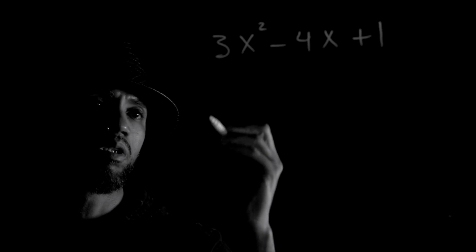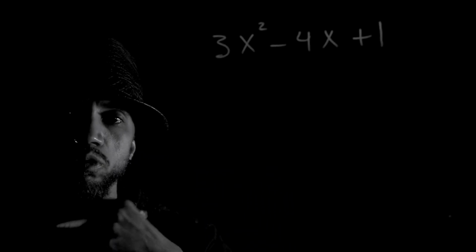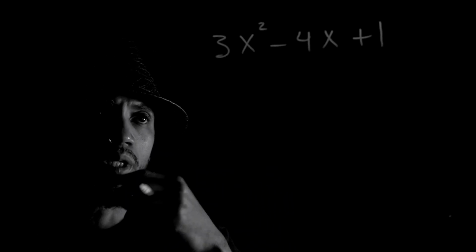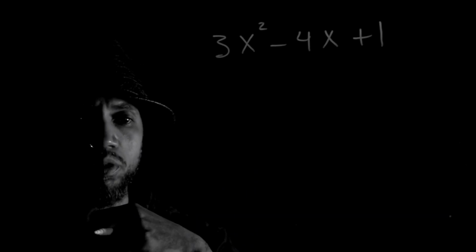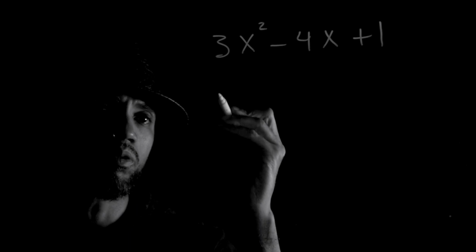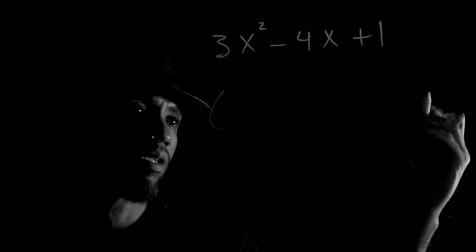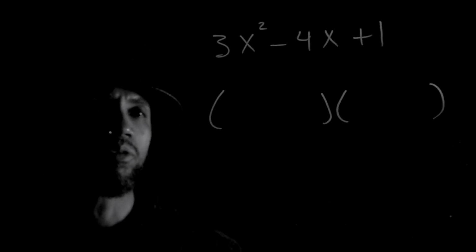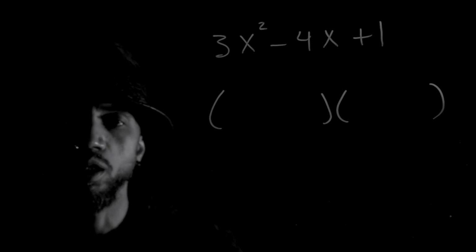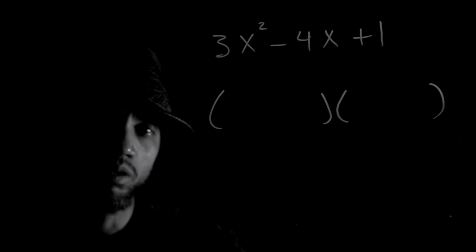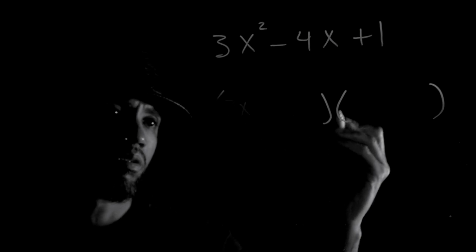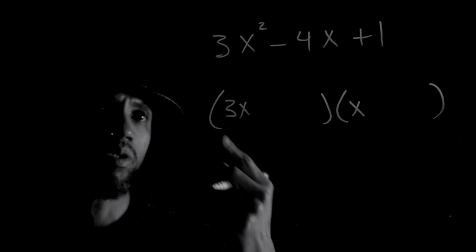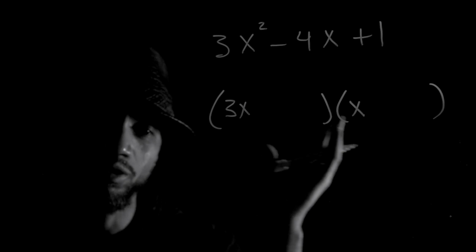Let's factor. We're looking for two binomials that will multiply together to get us 3x squared minus 4x plus 1. It's called factoring. Here we go. We start off like this with the parentheses. 3x squared: I only know one way to get 3x squared, 3x times x. That's not too bad.